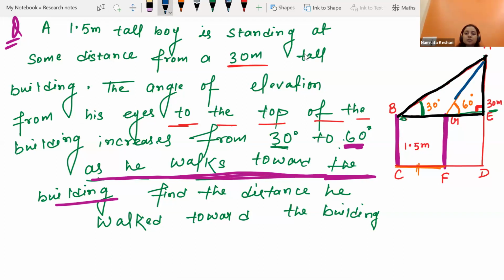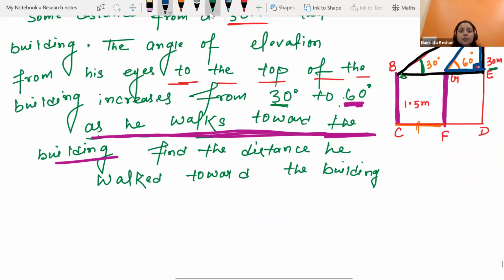I'm talking about this. This is also a right angle triangle because here 90 is there. This is a building making 90 with the ground and hence 90 with the other horizontal which we have drawn parallel to the ground. So these two triangles we are having in hand.